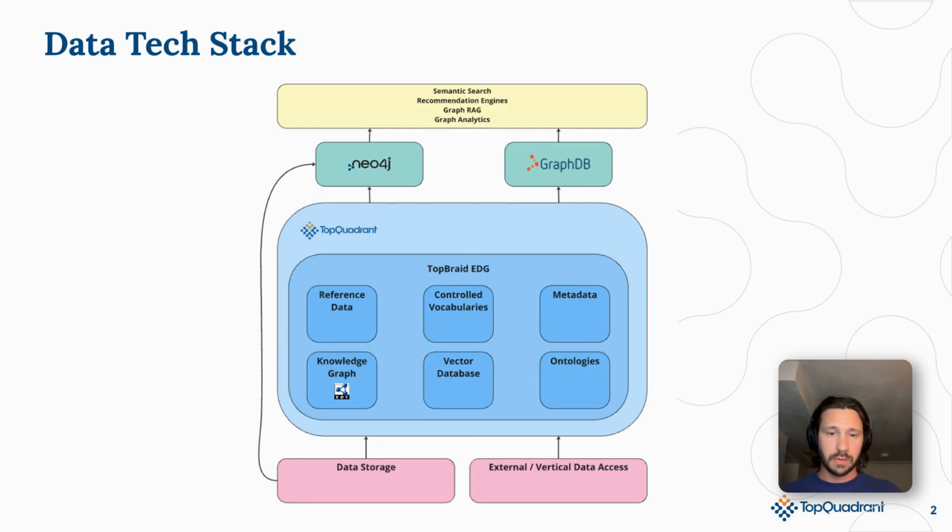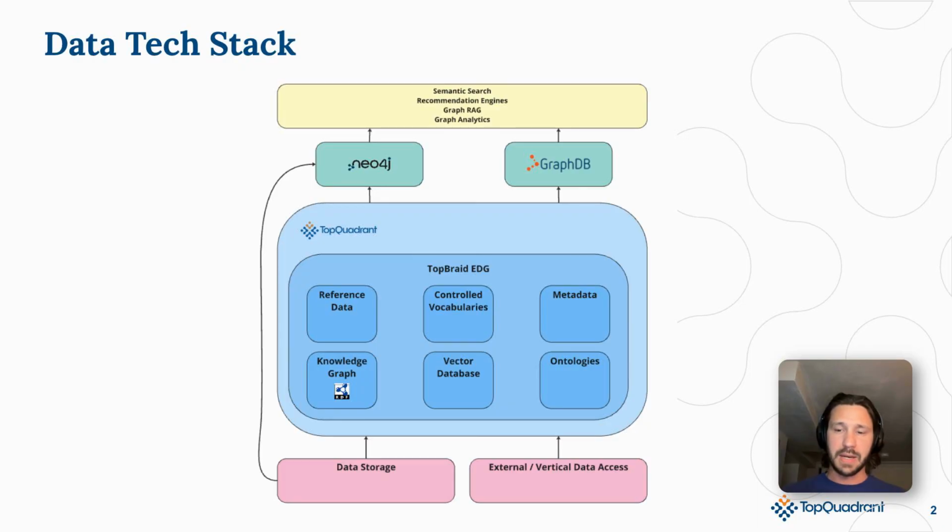What's new is at the top here on the left, Neo4j as a downstream application that you can output those controlled vocabularies in EDG to. You can output them to Neo4j and do all the cool things you want to do in Neo4j. What's significant, and I'll highlight, is this line from data storage all the way up to Neo4j, and we'll talk about this, and I'll show this in the demo.